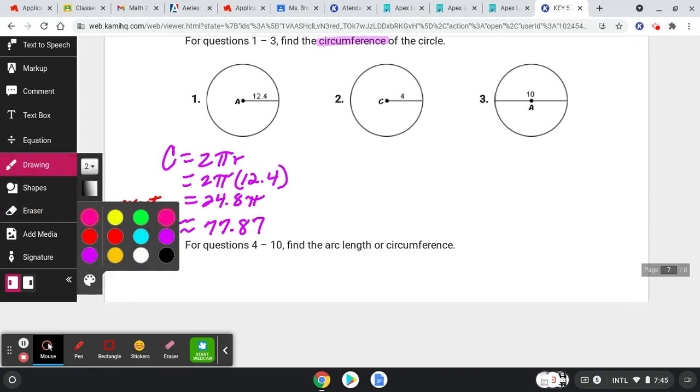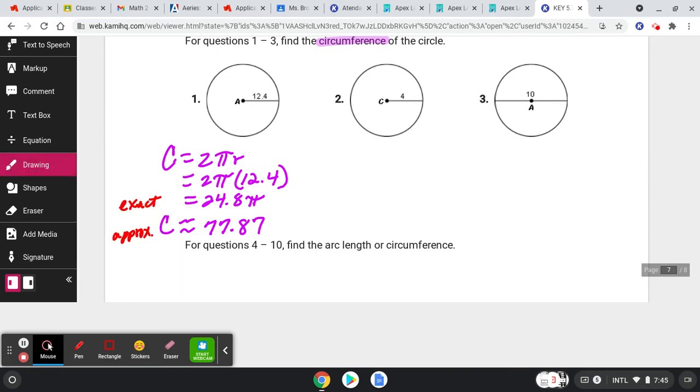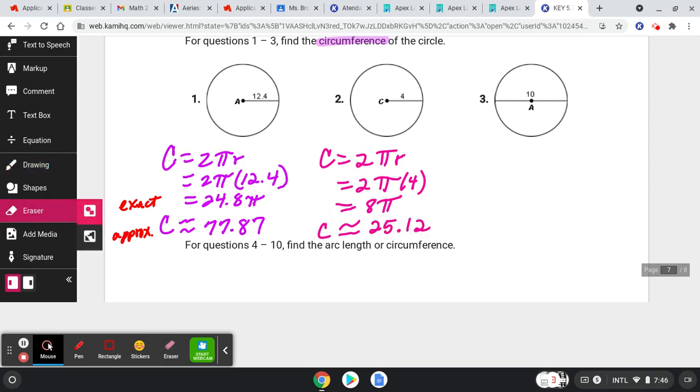All right, here comes our next one, just the circumference, 2 pi r. In this case, our radius is 4. So our exact answer would just be 8 pi. And then our rounded answer, our approximate answer, is 25.12. So here we want the equals for the exact answer, and here we want the approximation.